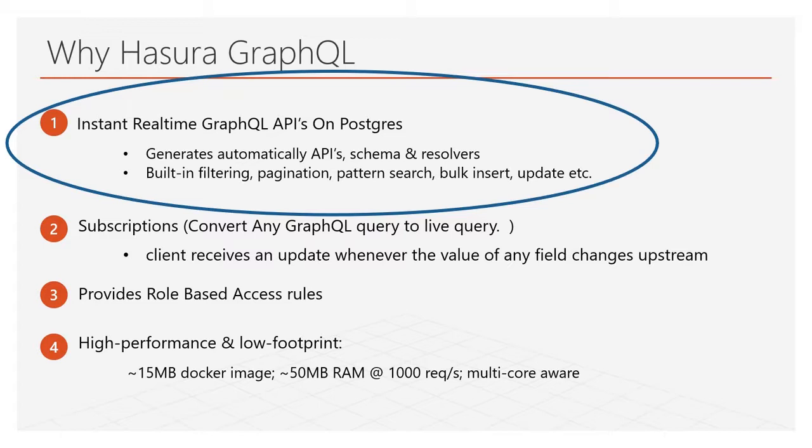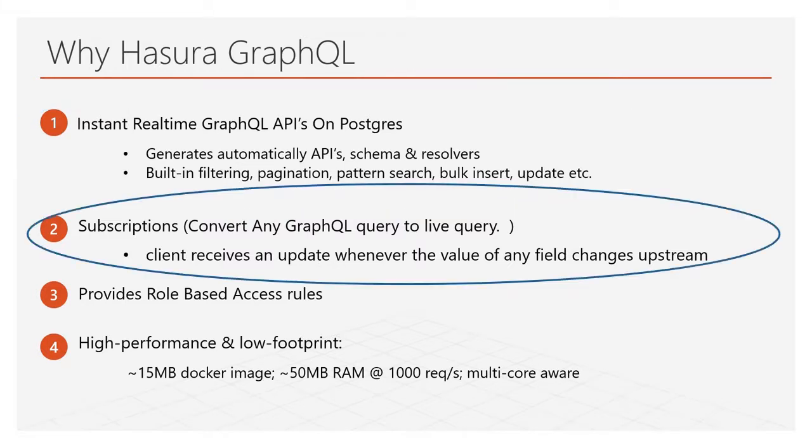It also provides inbuilt features like pagination, bulk insert, update, etc. It provides subscriptions. What does it mean? It means if you would like to receive updates whenever the value of a field is updated in the data source. So that means Hasura GraphQL converts your GraphQL query to a live query.